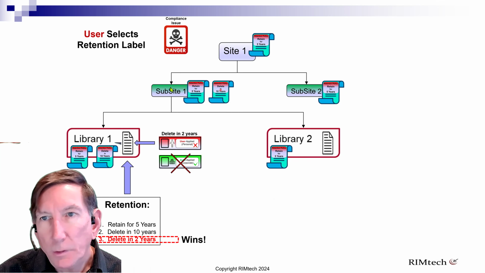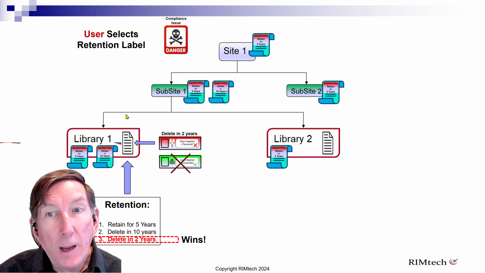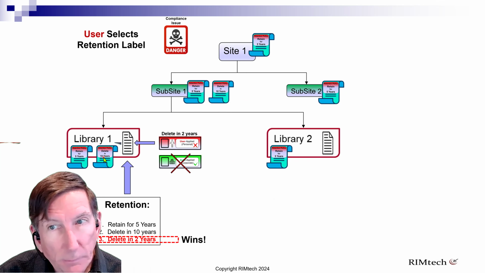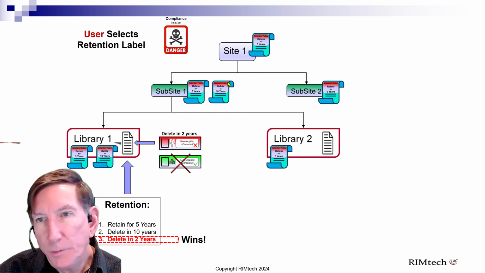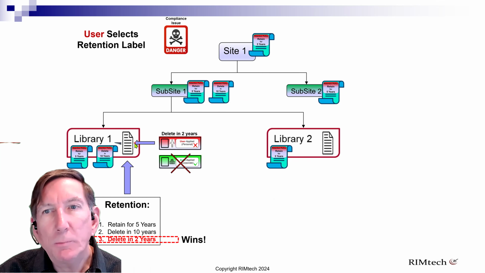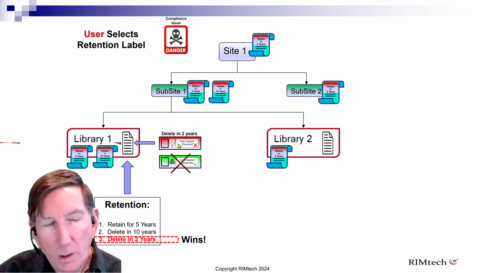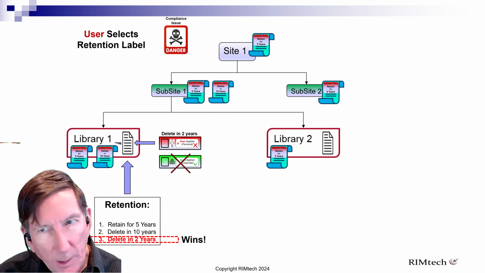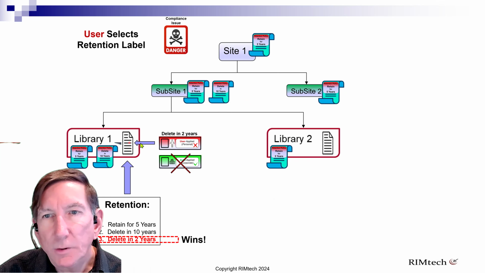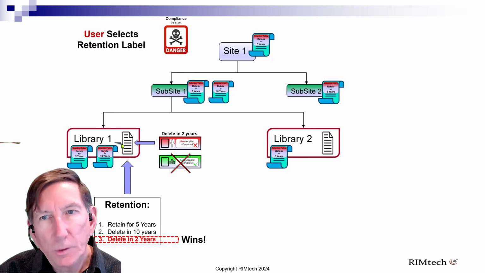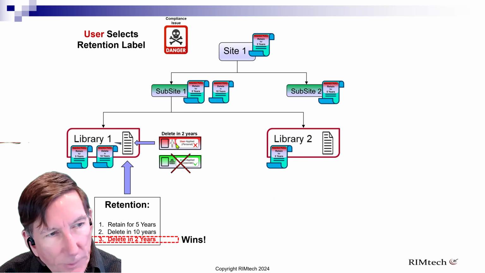Someone comes along to subsite 1 and says delete in 10. Now I have 2 rules. They compete with each other. Along comes a user who says, I don't like any of that. I'm going to put my own retention rule on it. How? With a label. I'm going to click that magic apply label button, and I'm going to put delete in 2 years because that's what I'm in the mood for. Now I have 1, 2, 3 competing rules on me.